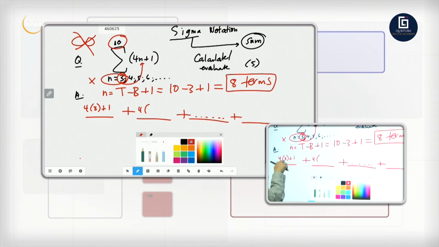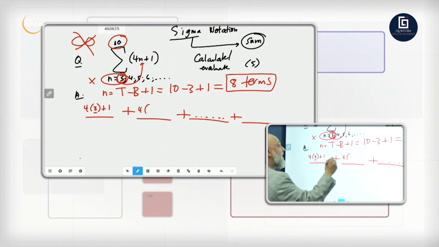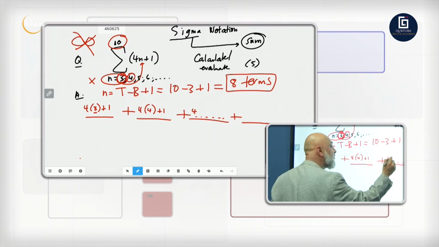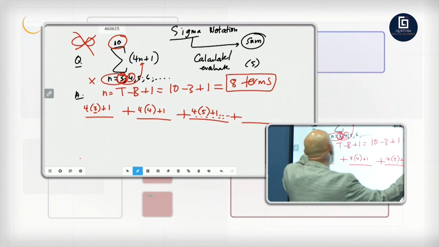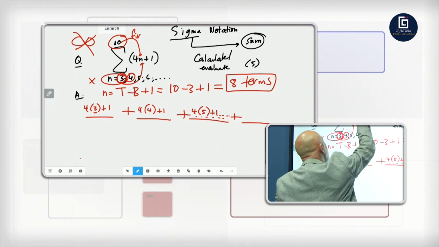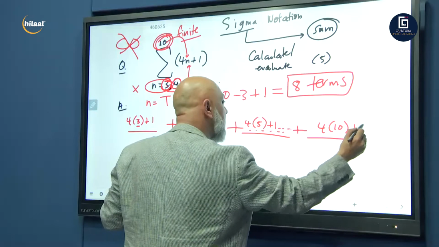So 4 into 3 plus 1, we use 3 because that's the first number that you substitute in. Now we go 4 into 4 plus 1. Now we go 4 into 5 plus 1. Dot, dot, dot. And our last term, we take the top number because it's finite. Remember, it's finite because we have a number on the top. So this is 4 into 10 plus 1.